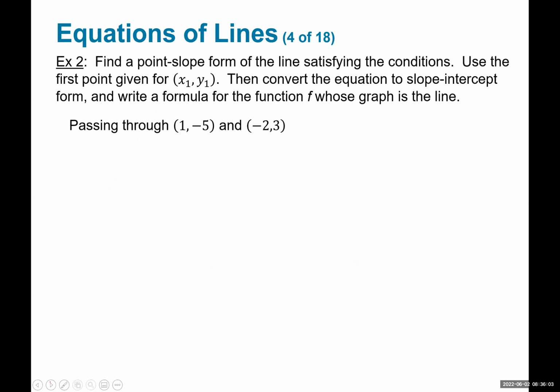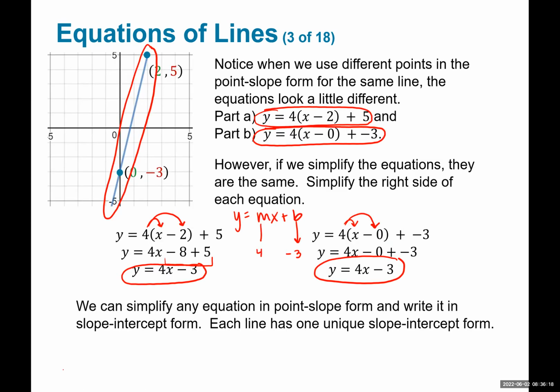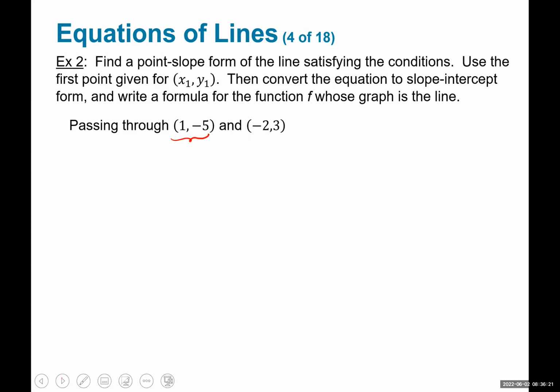All right, so now it says find the point slope form of a line using the first point given and then convert it into slope-intercept form. The problem is, if we're using point slope form, we need to have a point and a slope, but all we got was 2 points. So what we have to do is find the slope. So step 1 is going to be to find the slope, okay?